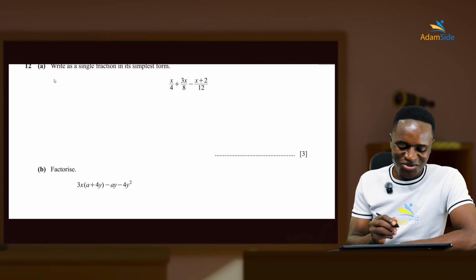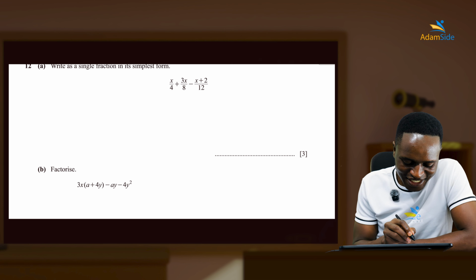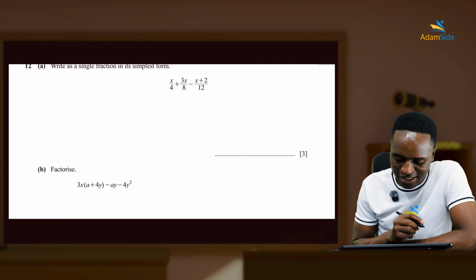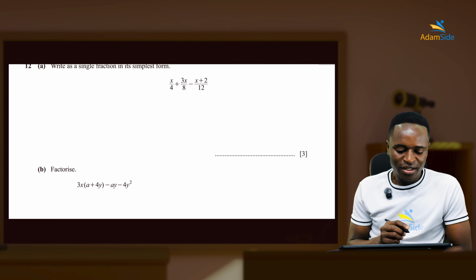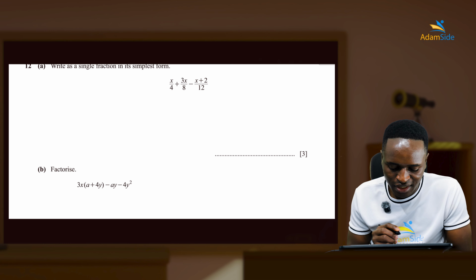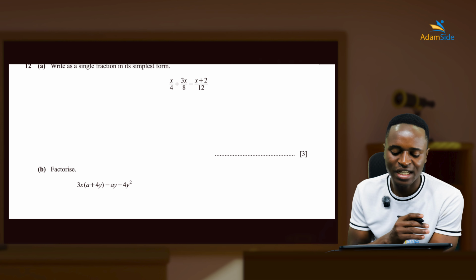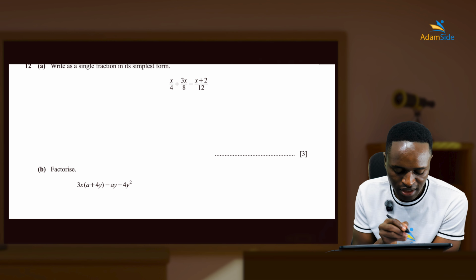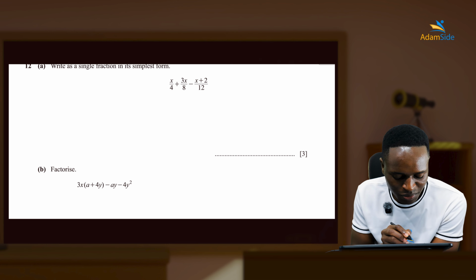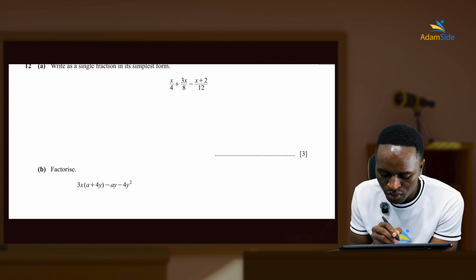Next question. Woo! Numbers again. Numbers was highly tested in this paper. So here, write as a single fraction in its simplest form. They have applied the knowledge of algebra in fractions. So understand, algebra mixed with fractions. That's where people say, hey, it's very hard. Now, what do you do in this case?